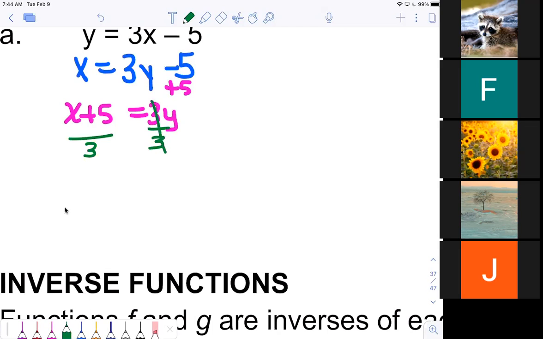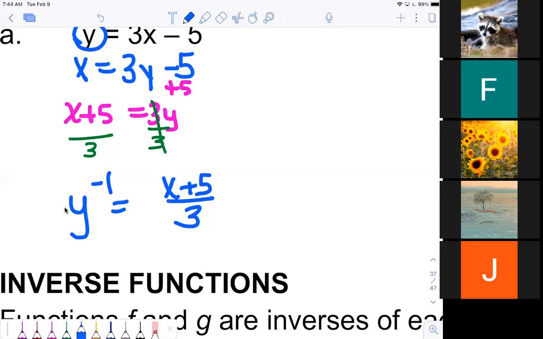So now we have y by itself. We solved for y. The last step is to make sure you're using the inverse notation. The inverse notation is using f^-1. Actually, let me go back here because it's y. y^-1. It doesn't say f, so I want to make sure I'm relating it to the original function or the original equation. And then (x plus 5) divided by 3. And that's it.